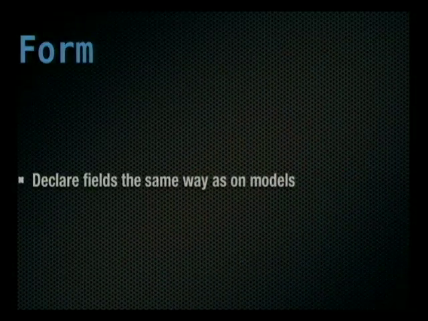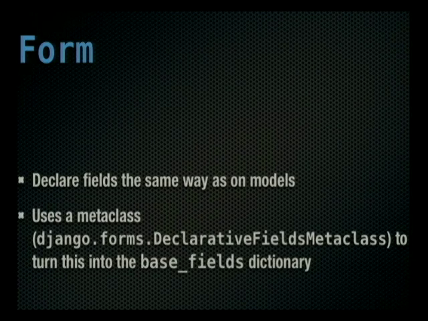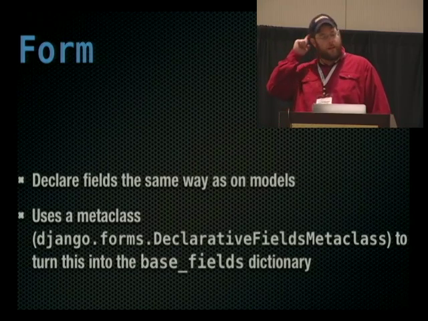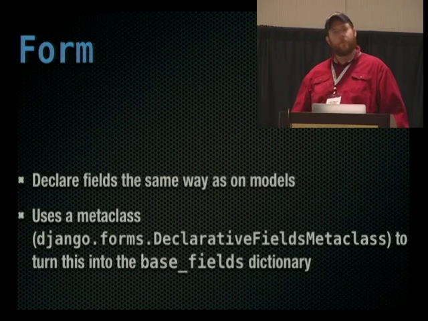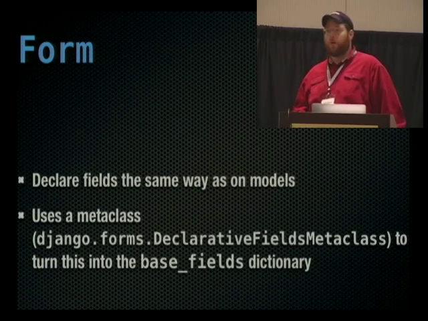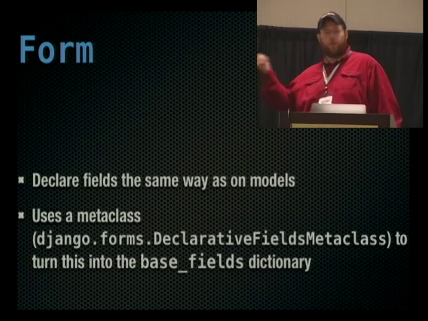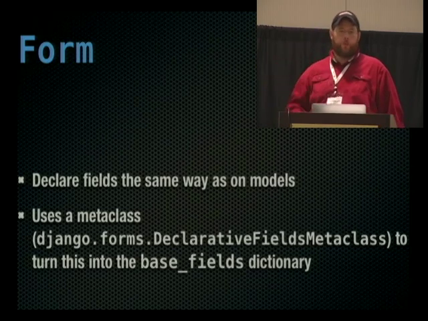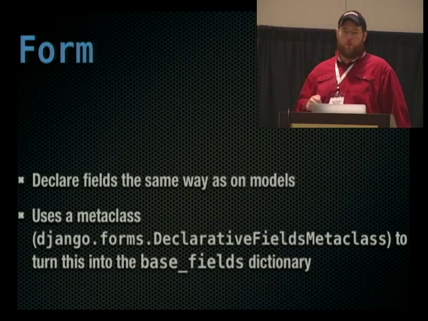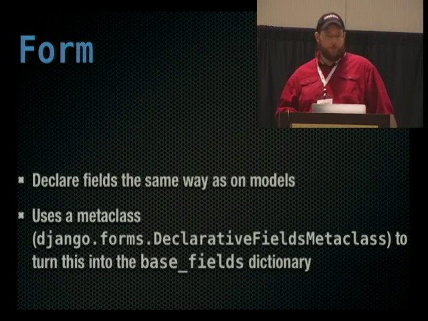Form itself basically is set up to let you declare fields the same way as on models. There is a meta class called declarative fields meta class. This is how we ultimately get to base fields. One important thing to note, if you just instantiate base form directly, like in that previous example, you may not get the fields in the order you're expecting. If you subclass from form, declare your fields in the order you want them, Django will preserve that. This is because Django is able to do some tricky magic in the meta class to keep track of what order the fields were instantiated in.